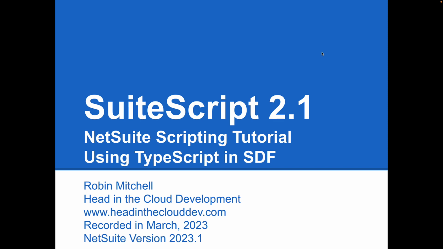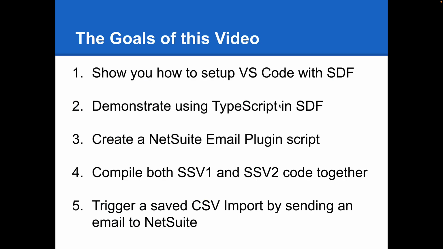Okay, if you're still here, let's talk a little bit more about what we're going to do in this video. For the setup, I'm going to start from scratch, quickly showing you how to install VS Code, Java, and the SDF extension. From there, we're going to create a NetSuite account customization project. Our project will have two scripts in it. We're going to create an email plugin script that will receive and process an email with an attachment, eventually triggering a saved CSV import via a scheduled script.